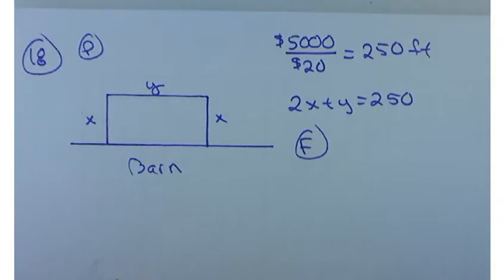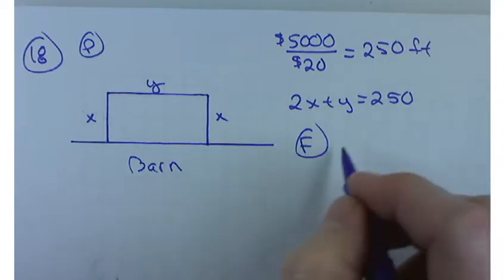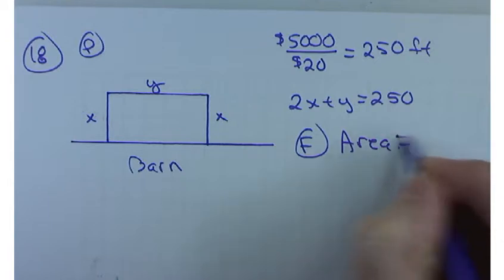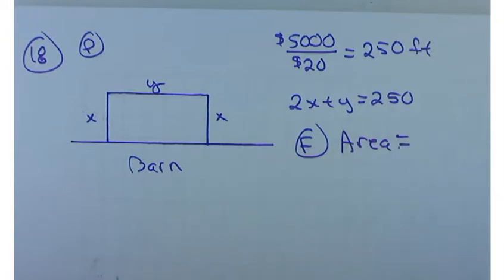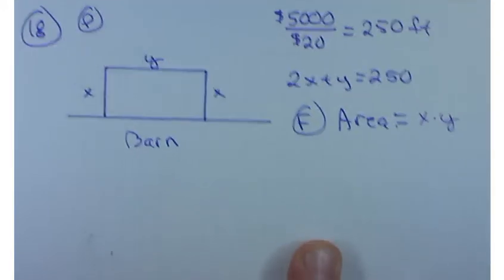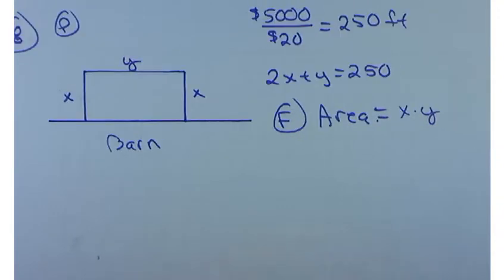Now, our function is going to be to find the area, right? Well, it's just a rectangle. I'm hoping we can find the area of a rectangle. Area of a rectangle is what? Length times width. And in this particular problem, x times y. Well, no, x times y is correct.